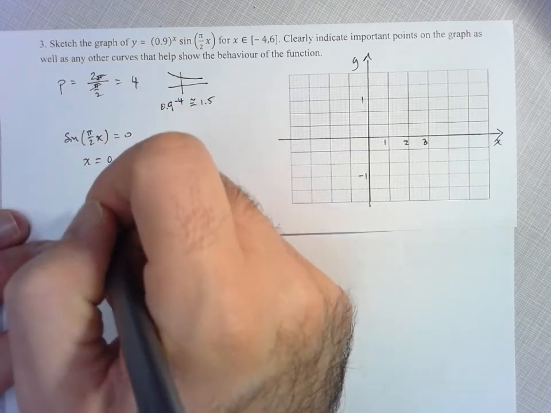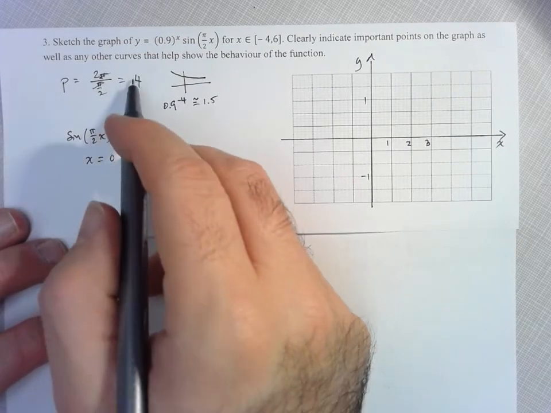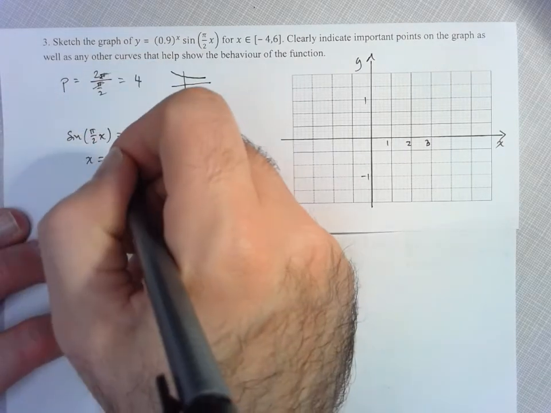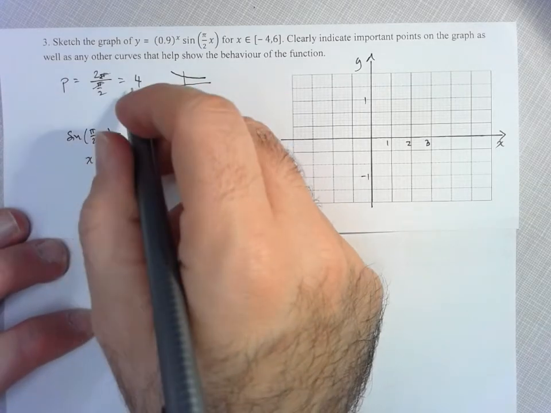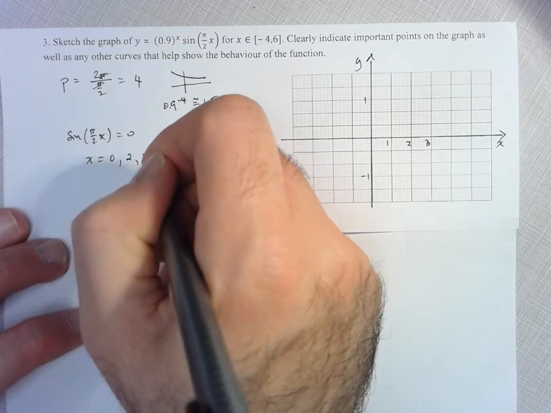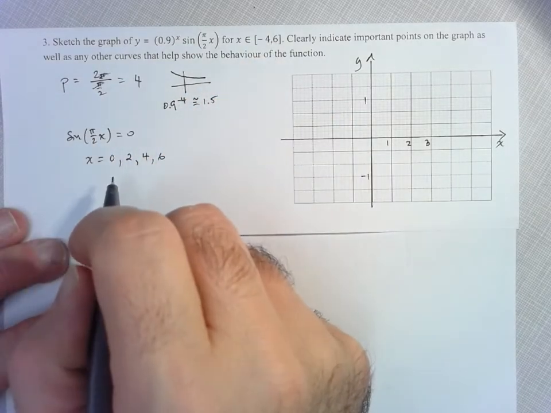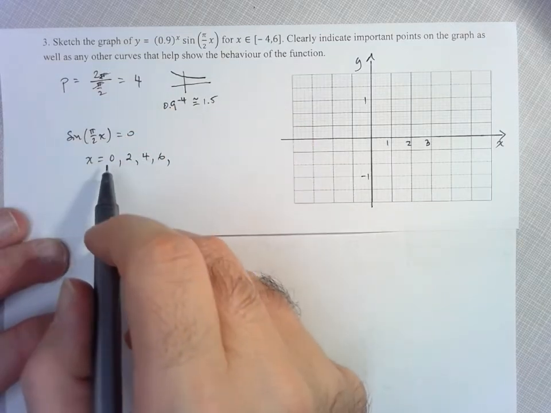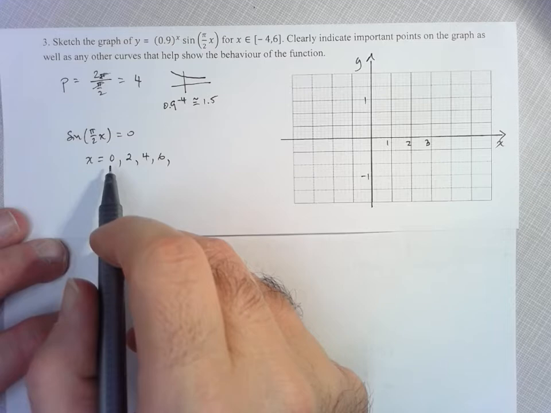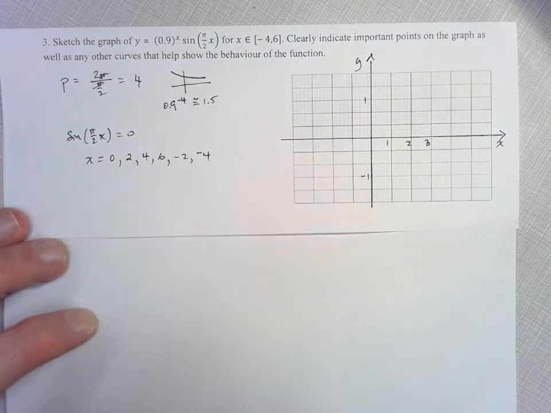Okay, it's going to next be equal to 0 halfway through its period, which in this case here is 4, so it's going to be 0 at 2. Okay, and then again at the end of its period at 4, and then at 6, and that's as far as I need to go. Okay, and if I go to the negatives, well, when else is it going to be equal to 0? Well, it's going to be equal to 0 at -2 and at -4, and that's as far as I have to go.